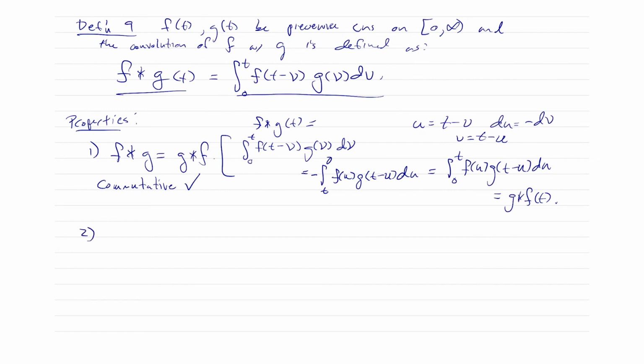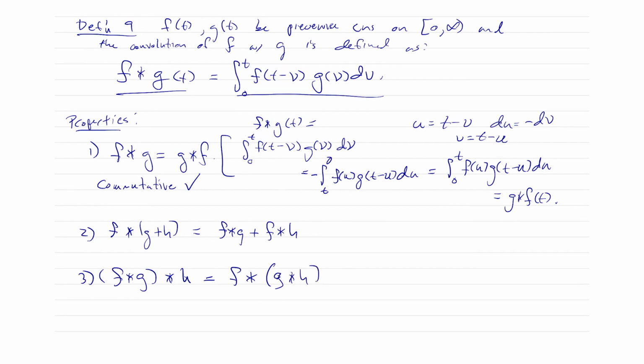So what we can do is say that f star (g plus h) is linear in each term. I can go ahead and write this as f star g plus f star h. And that really just follows from linearity of the integral, so I'm not going to bother saying much more than that. The third thing we can say is called the associative property. So f star g star h is equal to f star, g star h. And that's not too hard to prove either. Just play with the definitions and dive into the integrals.